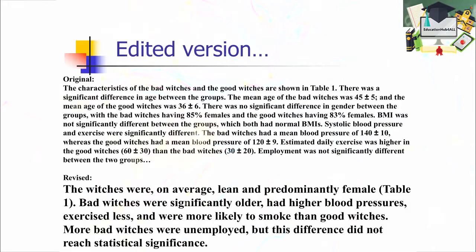Then I just go through the high-level comparison of the two groups. Bad witches were significantly older, had higher blood pressure, exercised less, and were more likely to smoke than good witches. More bad witches were unemployed, but this difference did not reach statistical significance. Notice that I didn't present any numbers. The key here is to point out how the two groups differ at a high level. The reader can refer to the table for specific numbers. In some results sections, I might include one or two key numbers that I really want to highlight for the reader. Notice the edited version here. It's much easier to read, it's less tedious, and it's more useful to the reader because it gives only the key points.